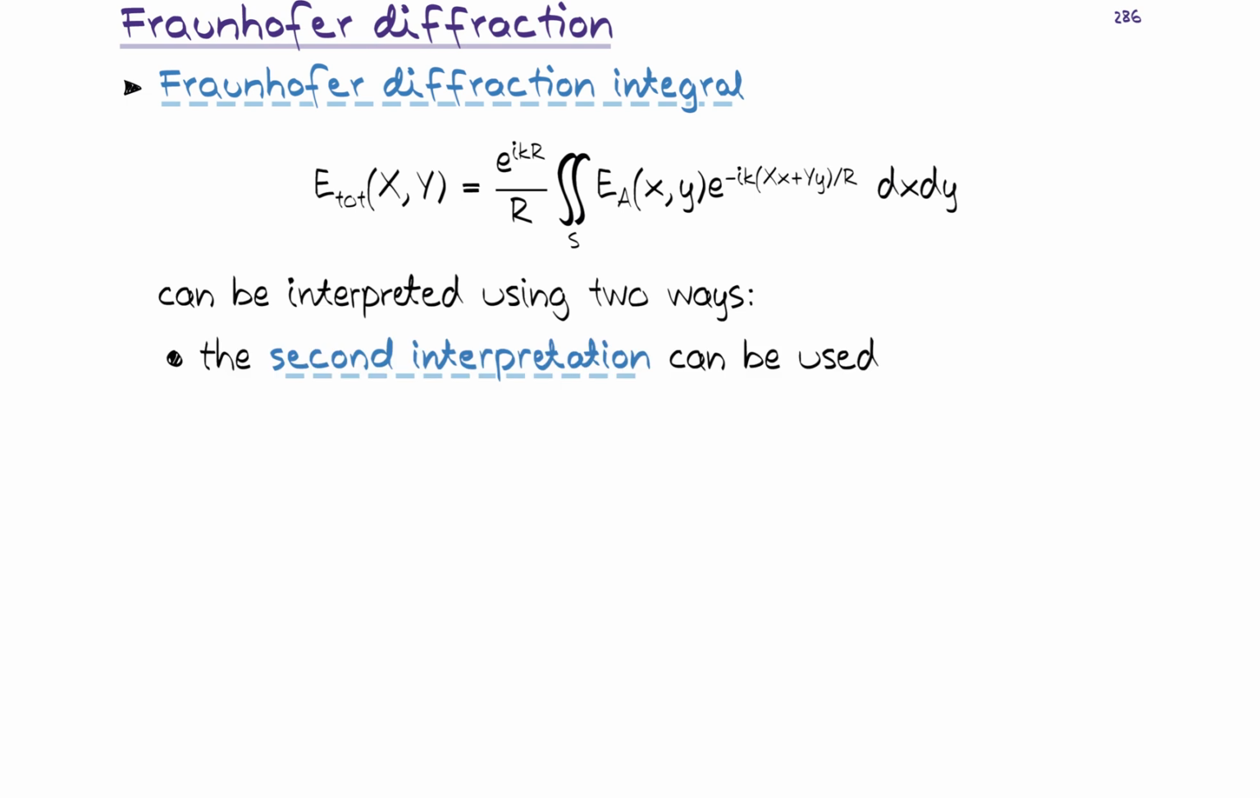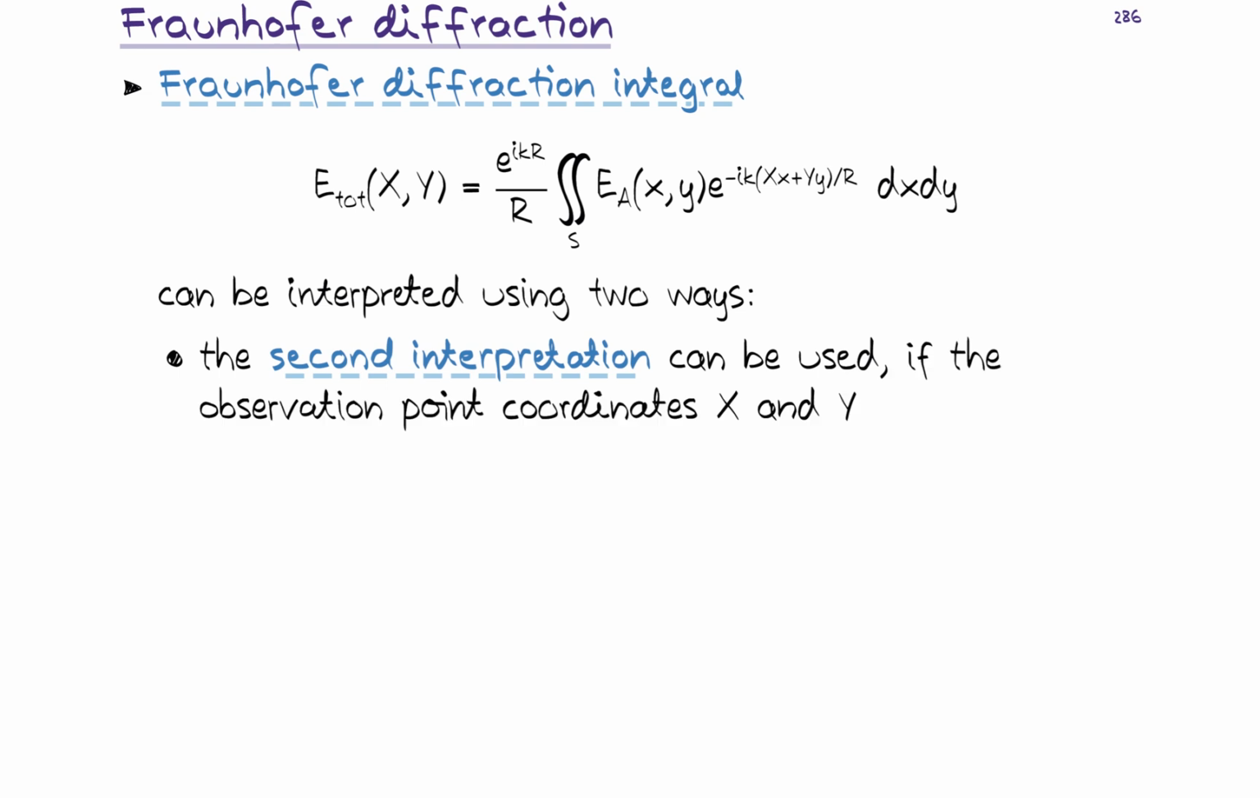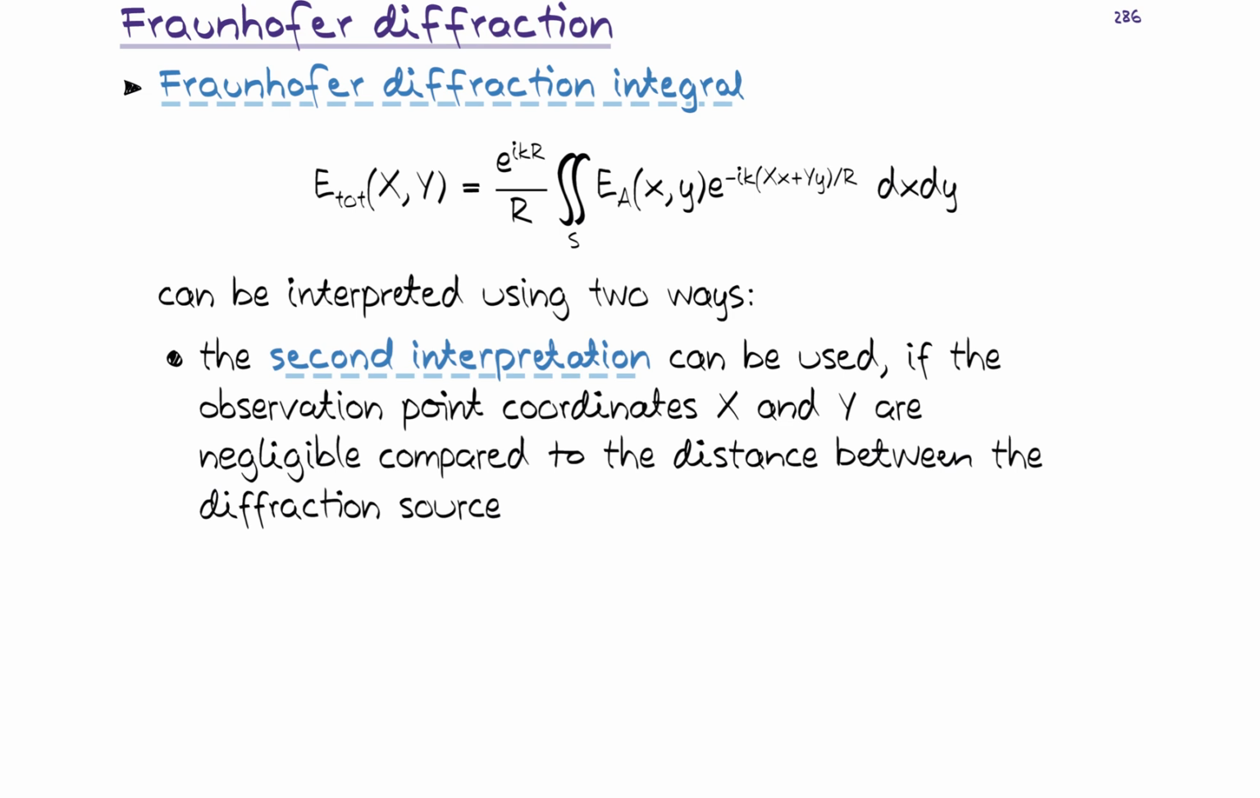So the second interpretation that we can formulate here is more mathematics oriented. Now we can look that we have the observation point coordinates x and y, so that they are very small compared to the distance between the diffraction source and the observation point. So basically, this means that the r is approximately z.